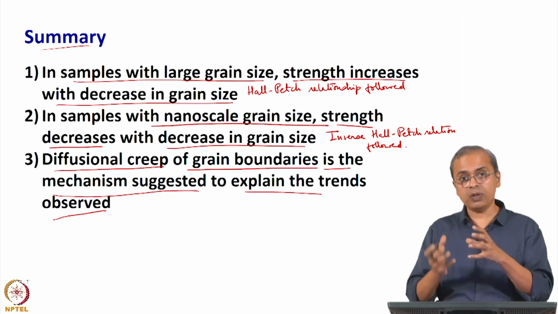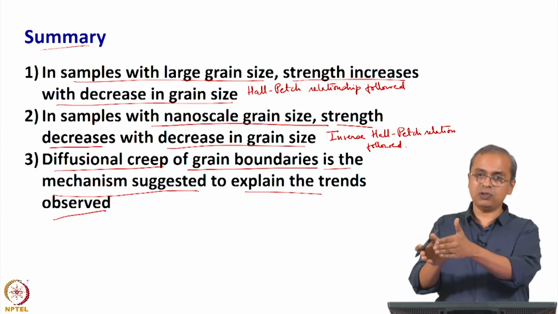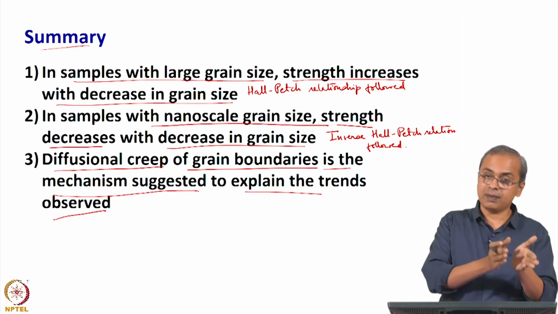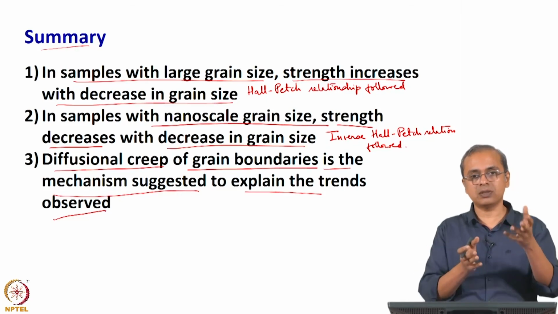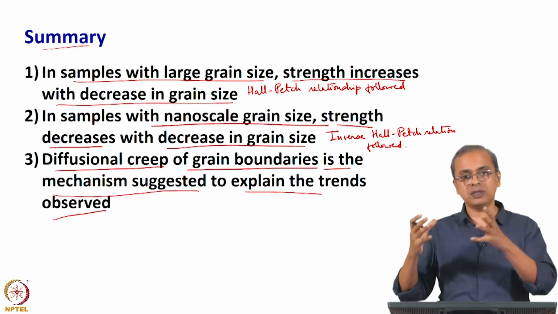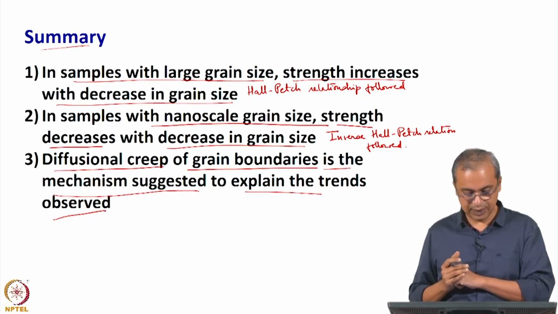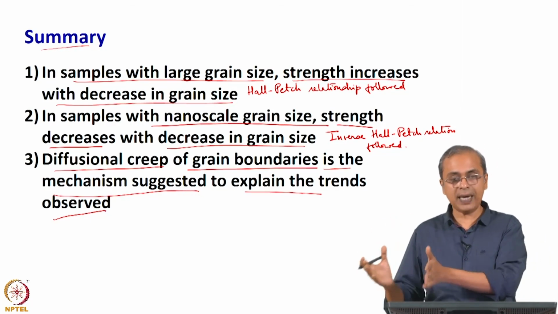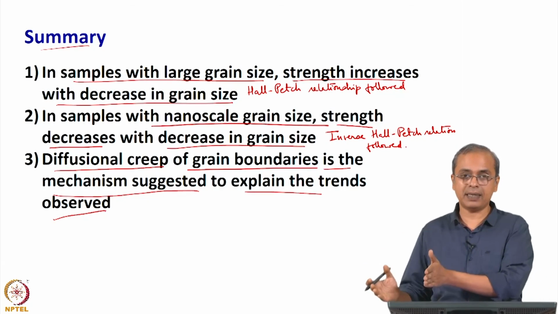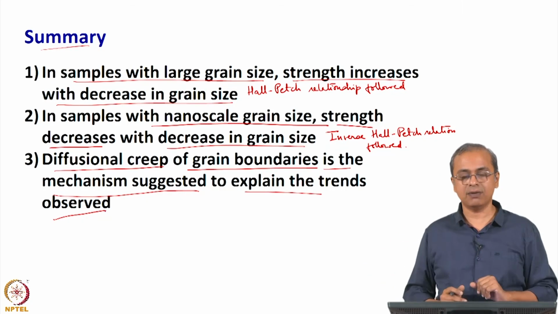But when you have more and more grain boundaries, the fraction that is diffusing through the grain boundary keeps increasing, at some point equals or supersedes the amount that is going through the grains, and therefore you see the creep associated with the grain boundary. And therefore, if a phenomenon is being impacted by it, in this case the strength, the strength gets impacted by this diffusional creep.